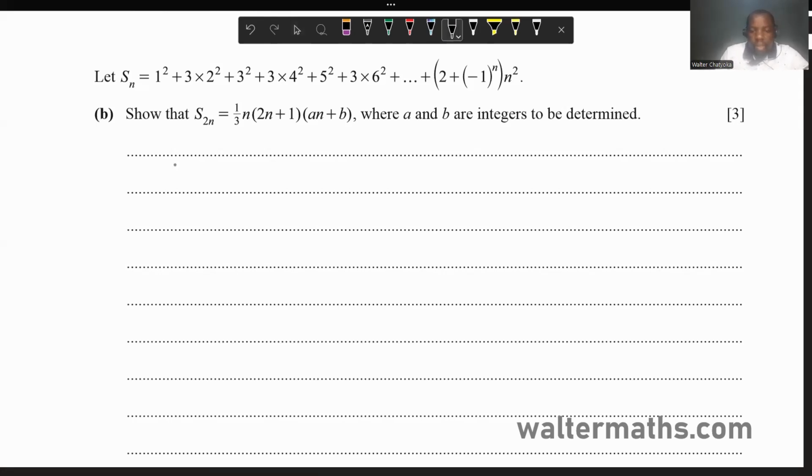So in this particular case, sum to n can be written here in sigma notation as the sum from r equals 1 up to n of terms of the form, just taking this form, 2 plus minus 1 to the r, of r squared, basically. All right. So I've just written the sigma notation for this, right?